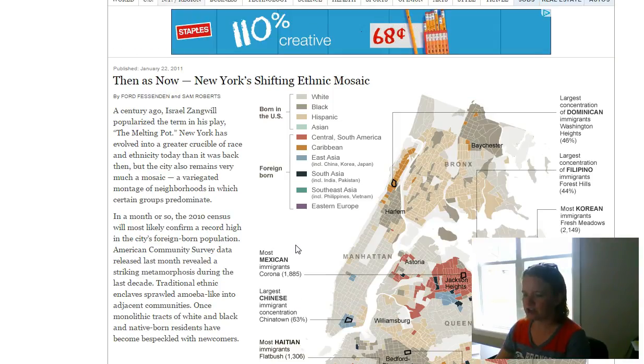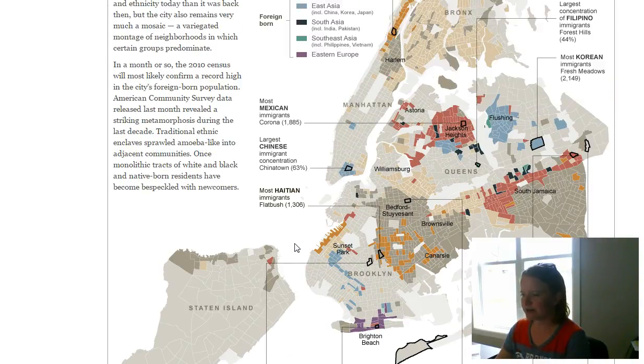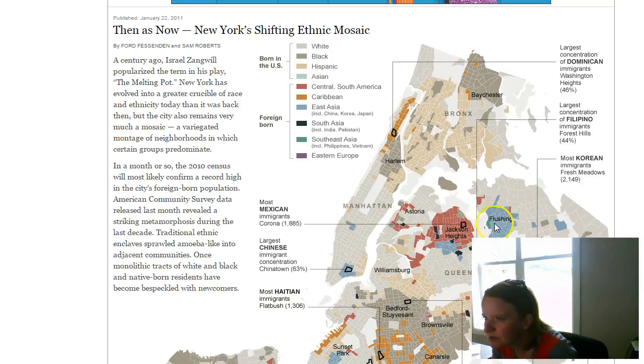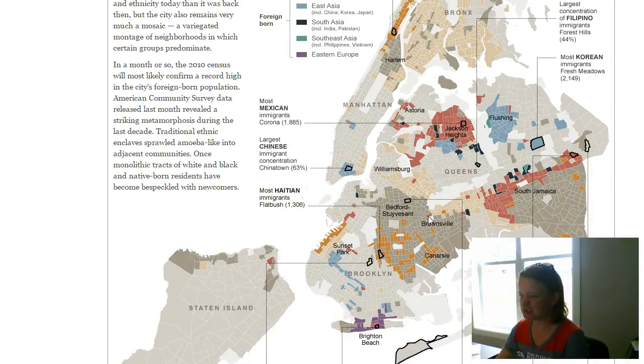Now, this graph is demonstrating populations in New York since 2000. Okay, and so this color coding is showing me where people are from. So like this neighborhood right here, all Central and South America. This blue neighborhood right in here, all East Asia. And I go, wow, that's fascinating. Even after 2000, there are still these groups of ethnic neighborhoods inside of New York. People are not really integrating. They're sort of separating themselves.